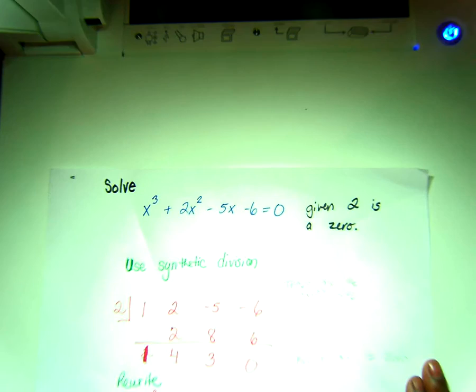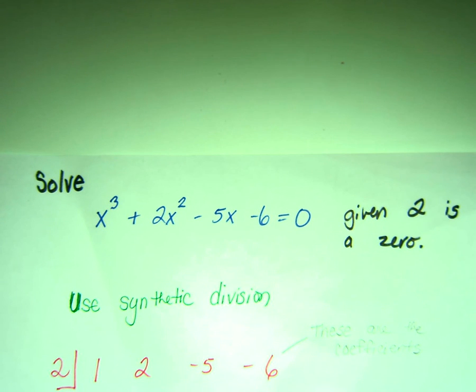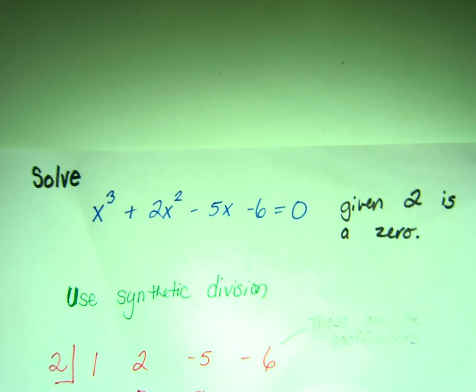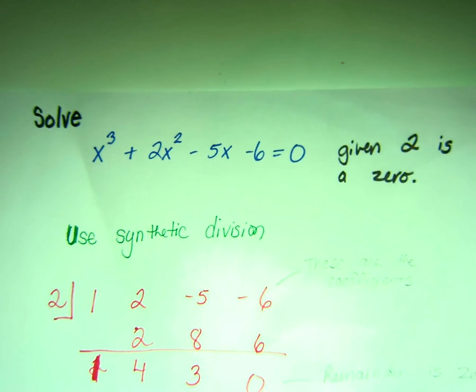One of the first examples provided is the polynomial equation x cubed plus 2x squared minus 5x minus 6 equals 0, given that 2 is a zero. It wants to find the other rational zeros, so what we're going to do first is use synthetic division.